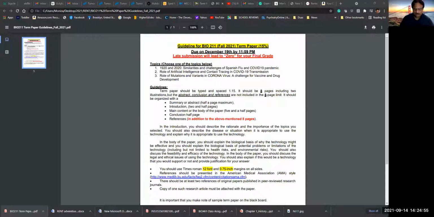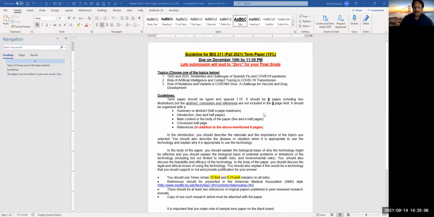Now let's go into the specifics of this term paper. I gave you 3 topics. Out of these 3 topics, you choose one. So what are those 3 topics? First: 1920 and 2020, similarities and challenges of Spanish flu and COVID-19 pandemic. So you have to read the literature on both these pandemics. One was Spanish flu and the other is COVID-19 that the whole world is witnessing.